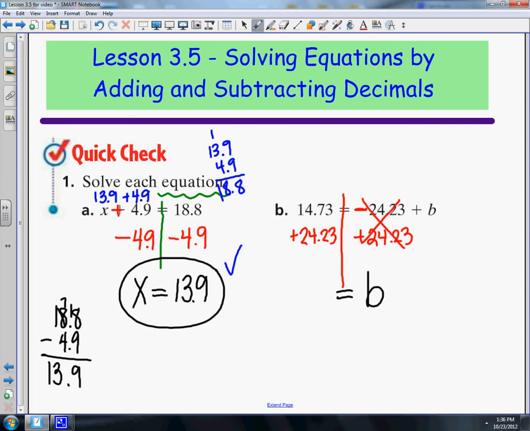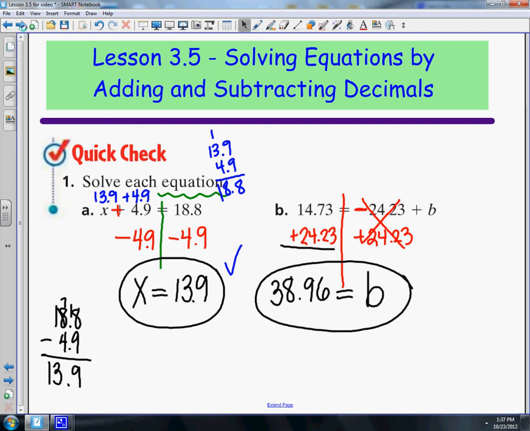So now I have to add. 3 plus 3 is 6. 7 plus 2 is 9. Bring my decimal point down. 4 plus 4 is 8. And 2 plus 1 is 3. So it's 38.96. You can check that by putting that in here.